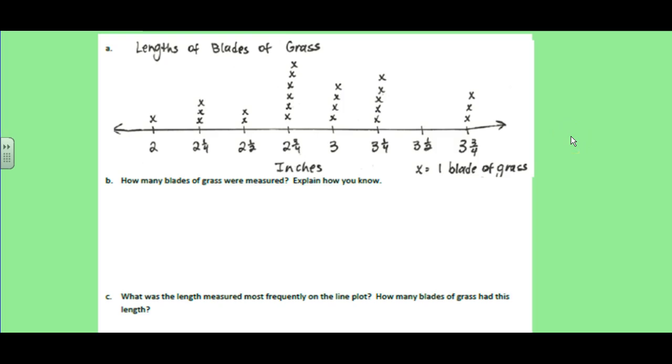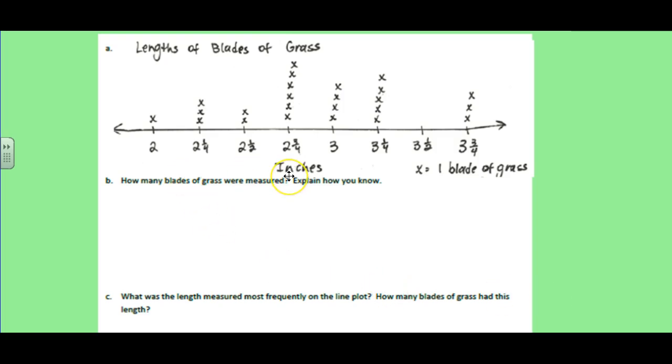Okay, so yours should look very similar to mine. You've got 1 X above 2 inches, 3 X's above 2 1/4 inches, 2 X's above 2 1/2, or 2/4. You've got 6 X's above 2 3/4, 4 X's above 3 inches, 5 X's above 3 1/4 inches. There's no X's above 3 1/2 or 3 2/4, and there are 3 X's above 3 3/4 inches. So now we're ready to move on to the questions about this line plot.